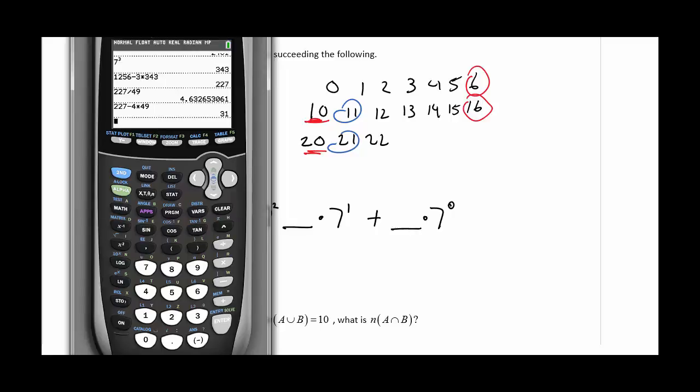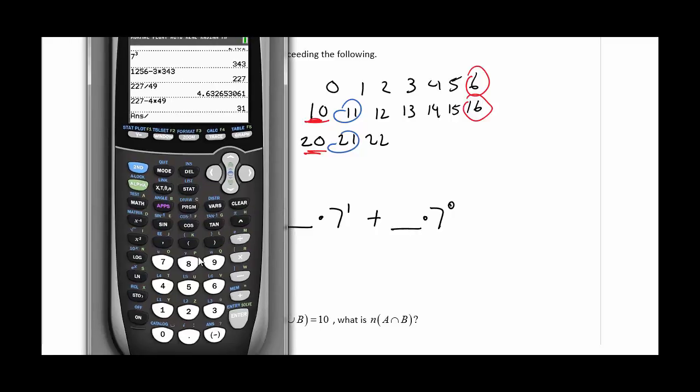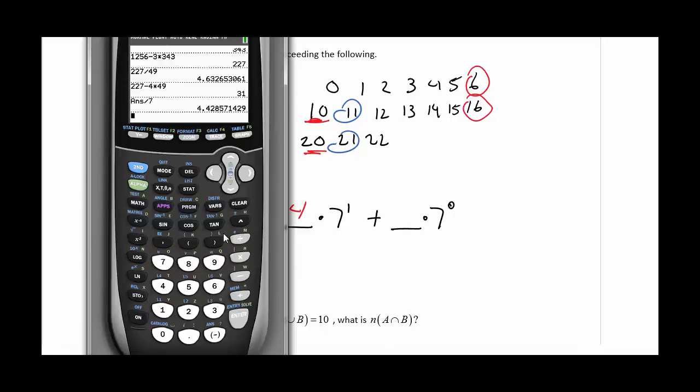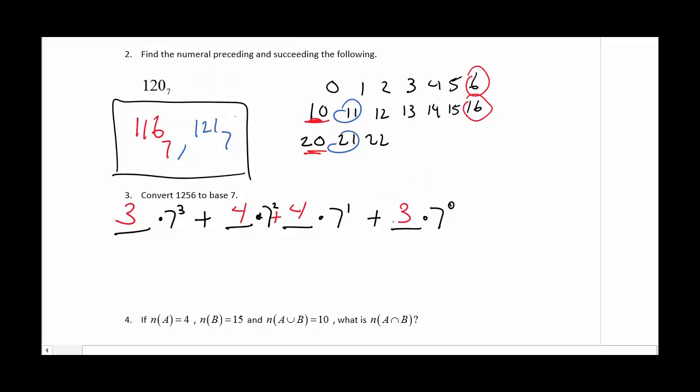Okay, next up is 7. So how many times can I get 7 to fit in there? That's another 4. So there's a plus there. Alright, so we got 31 minus 4 times 7, which gives me 3. So that last one has to be a 3. So 3 times 7 to the 0th power. Okay, so anyways, in base 7, it's 3, 4, 4, 3, all in terms of base 7.